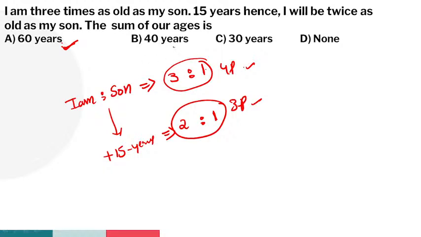So 40 is a multiple of 4. Yes. 40 is a multiple of 3. No, that's why wrong. Next, 30 is a multiple of 4. No, that's why wrong. Only option 1 satisfies all conditions. That's why option 1 is the right answer, guys. Clear to all of you? So any doubts regarding this problem, guys?